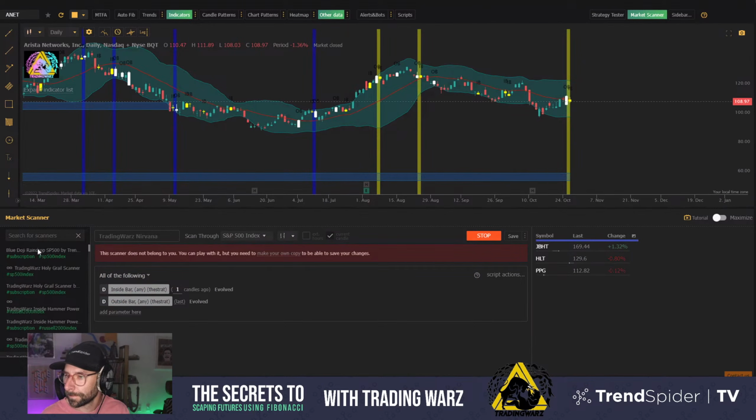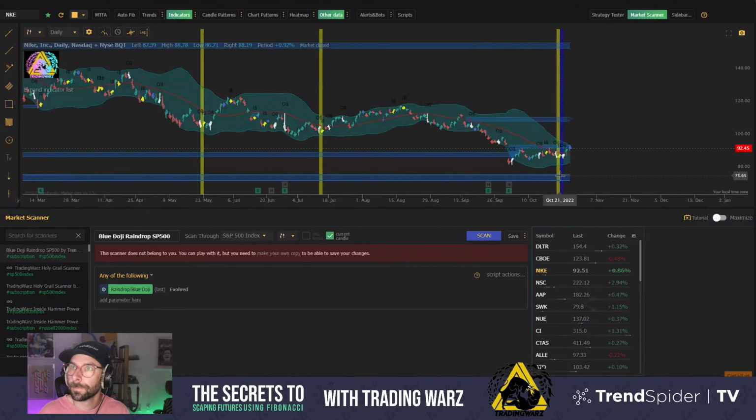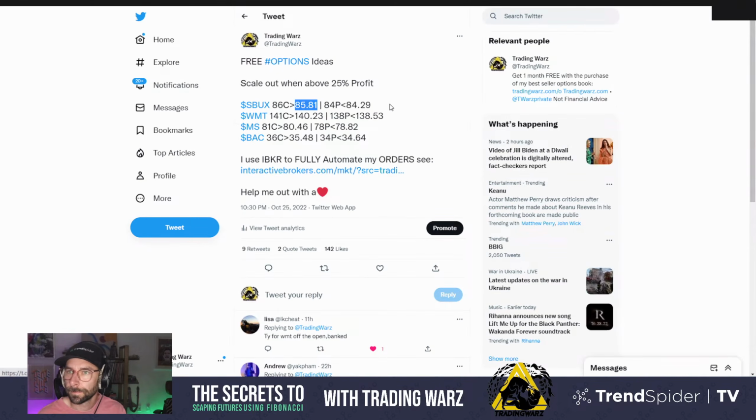Another thing I love to use is the blue raindrops. We could talk about that another time, but I always scan for these. Nike, nice blue raindrop going into tomorrow. You can see the last one was October 10th, which had a nice rally. So I do my daily scans, and that's how I come up with the picks that I post every single night. It's from the scans that I use in TrendSpider.